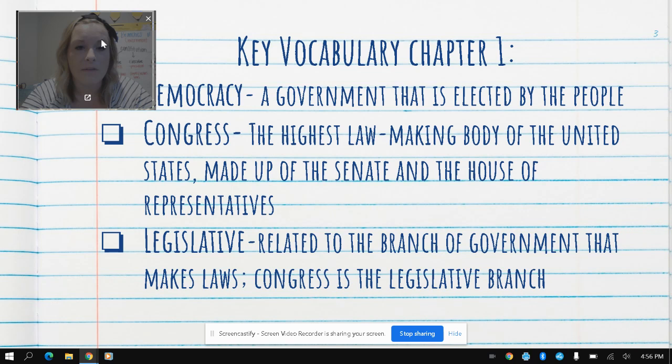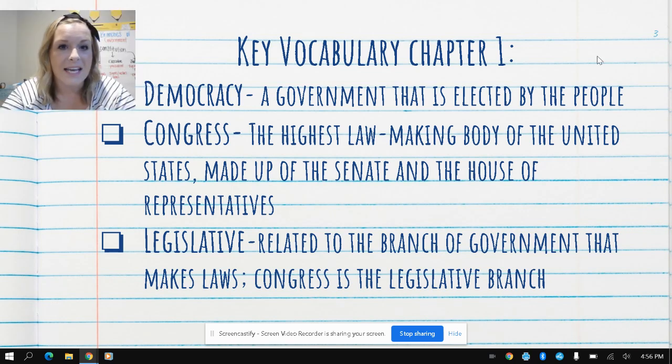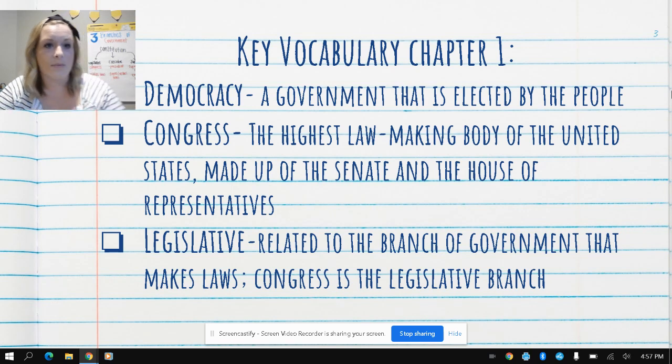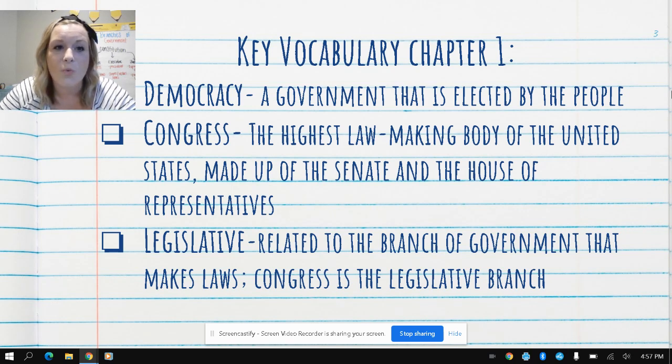Okay, vocabulary for chapter one includes democracy. So, democracy is a government that is elected by the people. So, this is a little different than something like a hierarchy or a king. So, you might have in England where a king rules and they're the ones that only have power. So, we're really lucky in the United States that we have these three branches of government that are able to equal each other out and have balances so that no one person is completely in control.